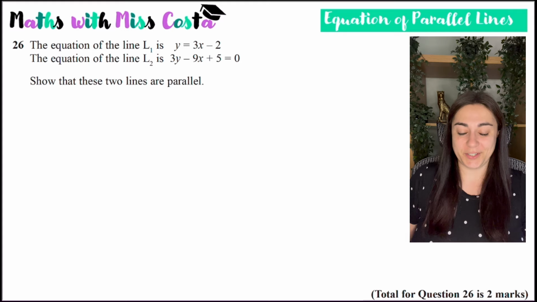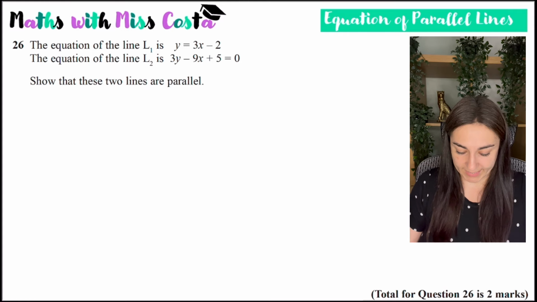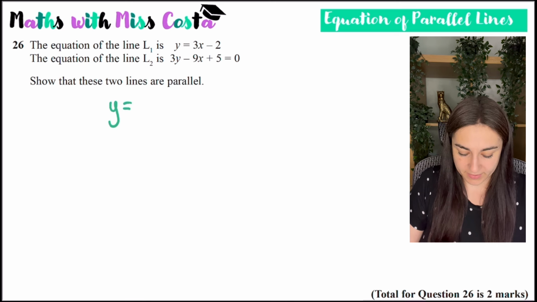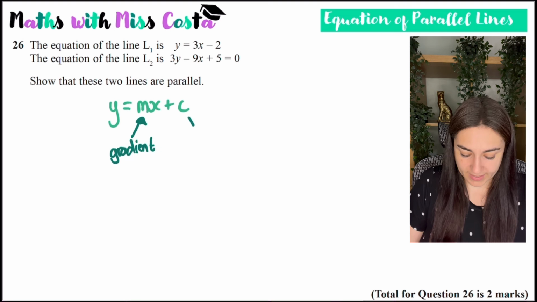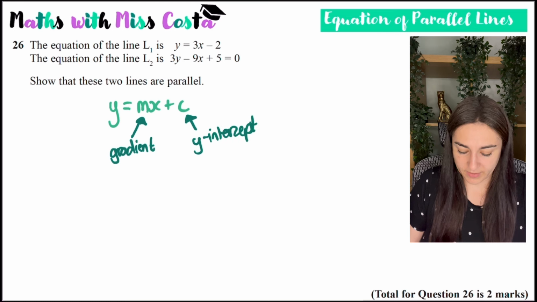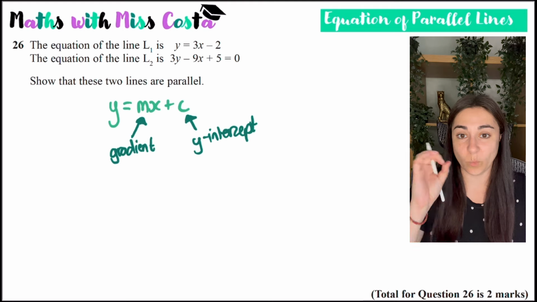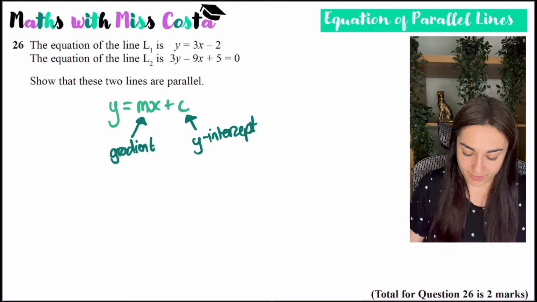For the next question, I'm being told that the equation of the line L1 is y equals 3x minus 2. Now every line can be written in the form y equals mx plus c, where m represents the gradient and c represents the y-intercept. So whenever you've got an equation of a line, always rearrange it so it's in the form y equals something x plus something, and then you can compare it.